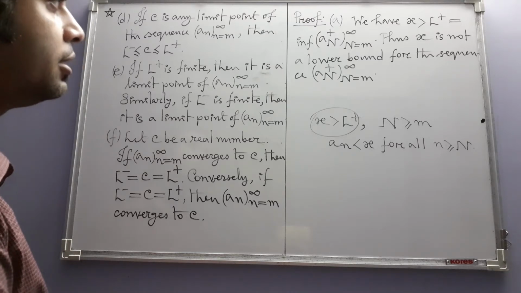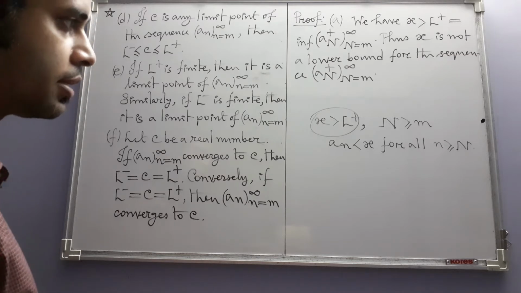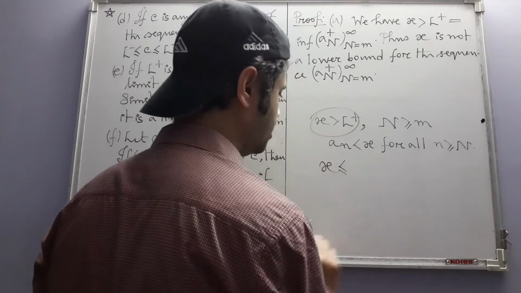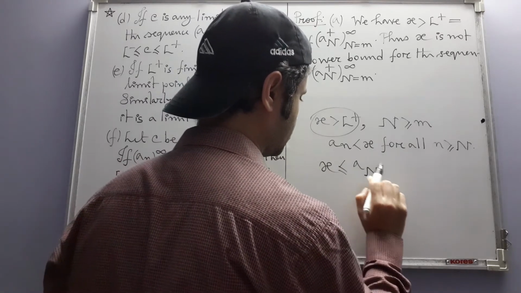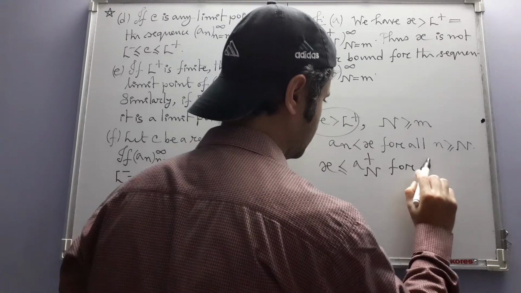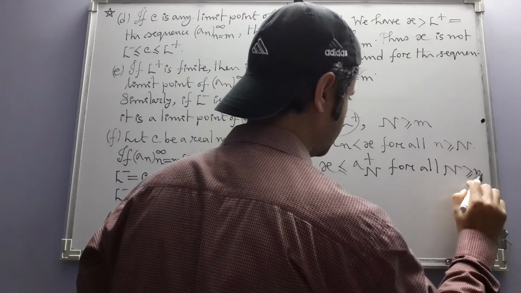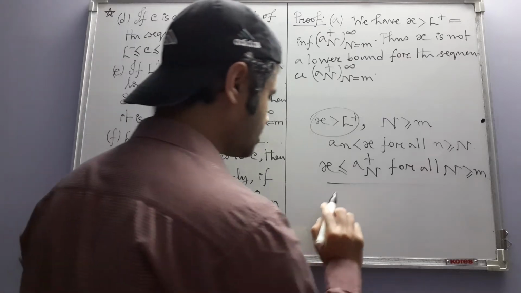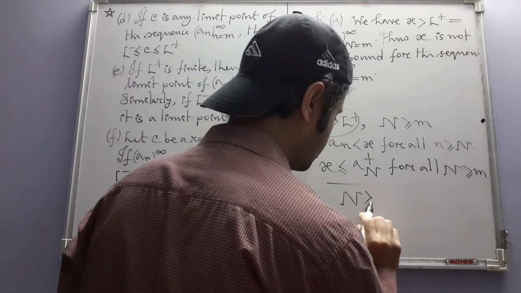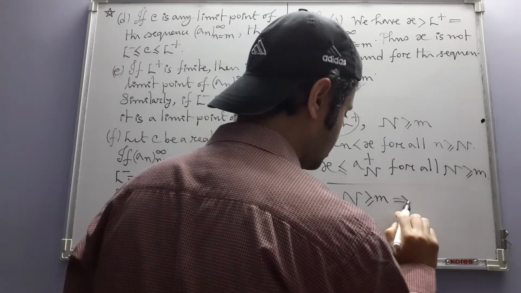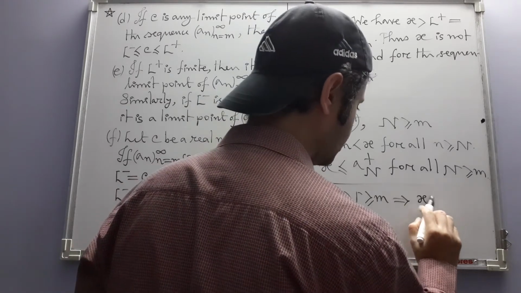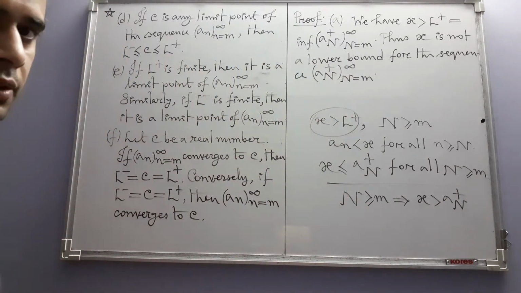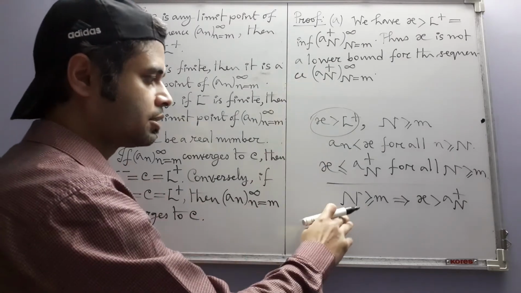So x not being a lower bound means what? For x to be a lower bound of this sequence, we should have had this, for all n greater than or equal to m. This statement is not true because x is not a lower bound. That means there should be at least one n greater than or equal to m for which x will be greater than an plus. Okay, so x not being a lower bound of this sequence now means this.